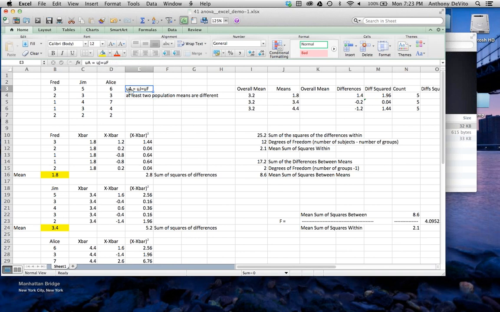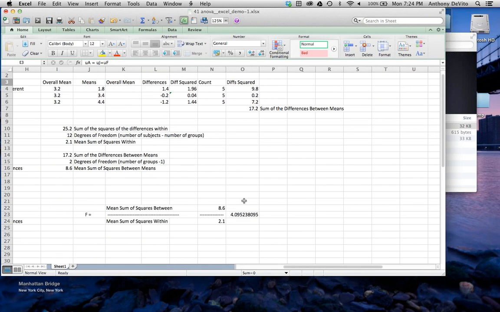That doesn't mean that the mean for Alice has to be not equal to Jim and not equal to Fred. It could be Fred is not equal to Alice, but I can't prove the rest of it, right? Doesn't matter at this stage. Right now, we're just looking at this hypothesis, that they're all equal, or there's at least 2 of them that are different. Okay, so now we came out with an F score of 4.